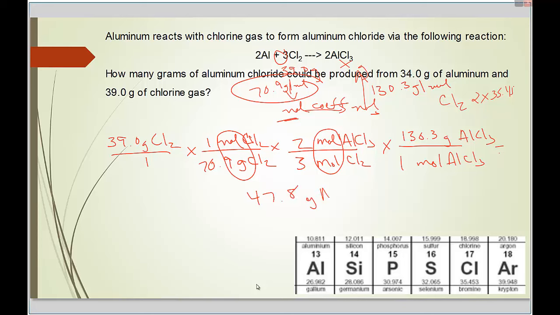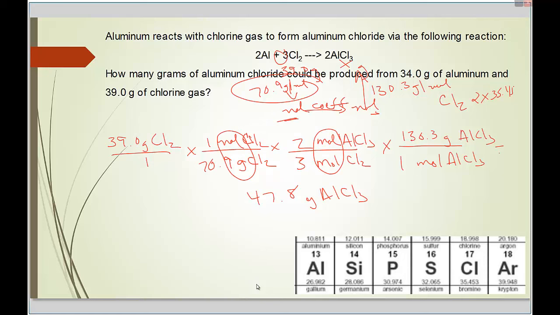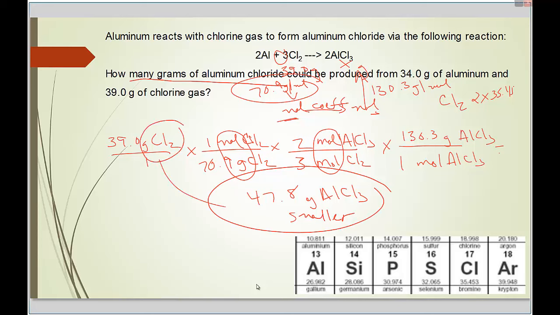The previous one was 148 grams. This one's 47.8 grams. So this one is smaller. So that means this one's going to be our theoretical yield. So it's saying how many grams of aluminum chloride could be produced. Well, the smaller of the two numbers is how much you can produce. That's your theoretical yield. Remember, your limiting reagent is what gave you your theoretical yield. So the Cl2 would then be limiting reagent. The other one would then be your excess reagent. A lot of times I do XS like that. And then this would be your product. We're going to do 2 more examples and then we'll be all done.